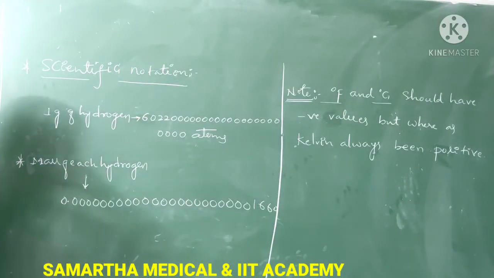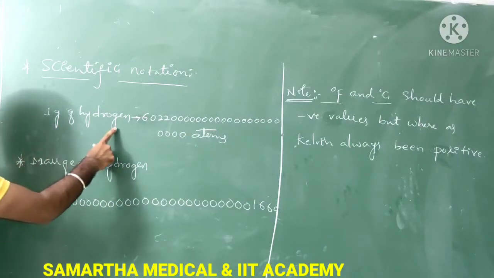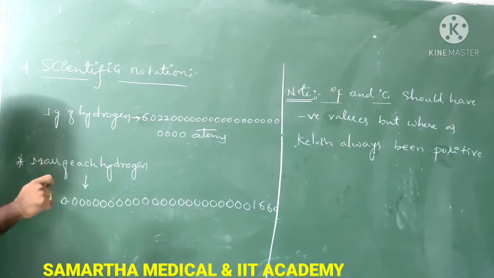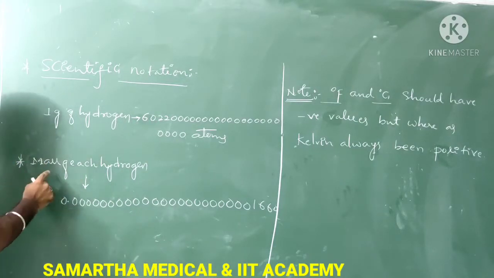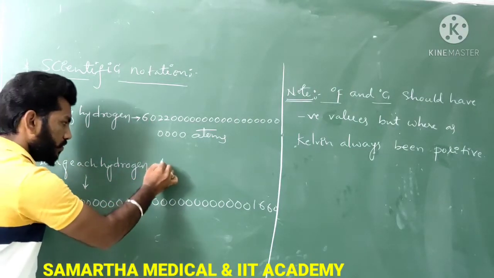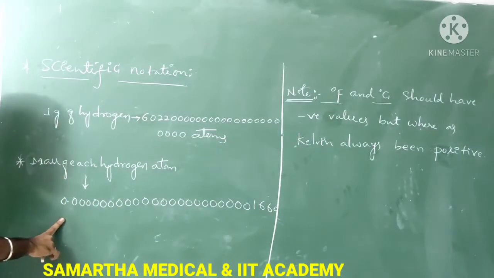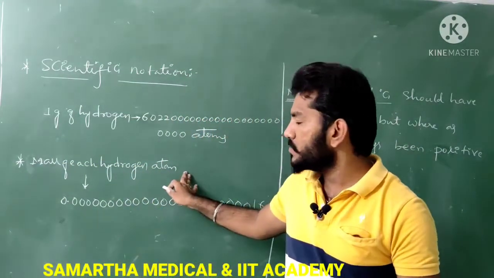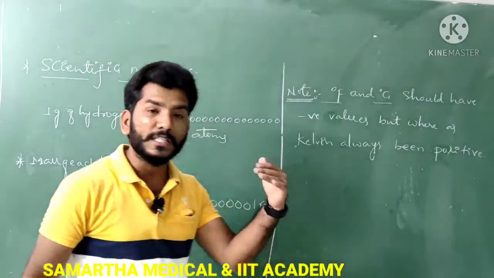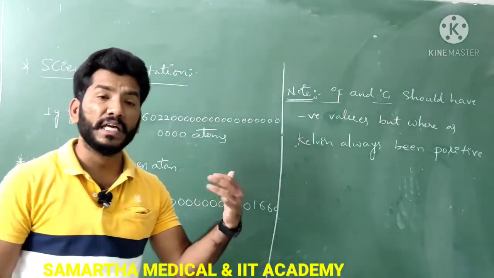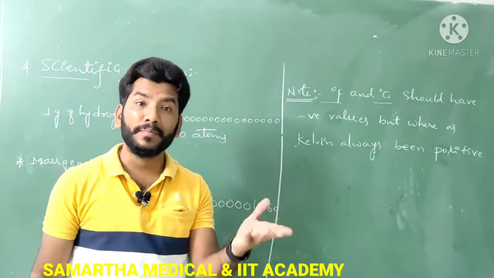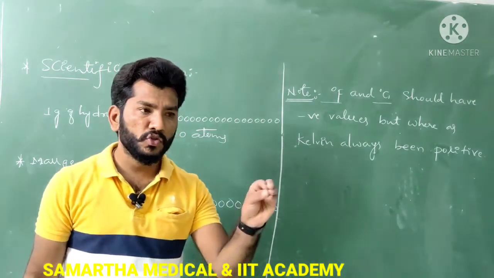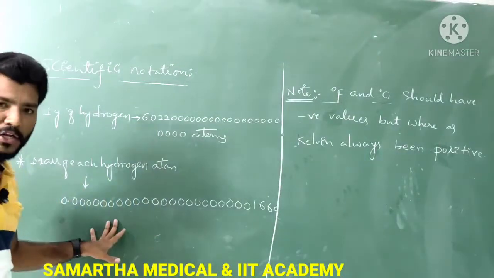See, 1 gram of hydrogen contains this many atoms, and the mass of each hydrogen atom weighs this much. If you take any other constant, not only this one, such as the speed of light, the charge of an electron, or Planck's constant, those values can also have similar magnitudes.